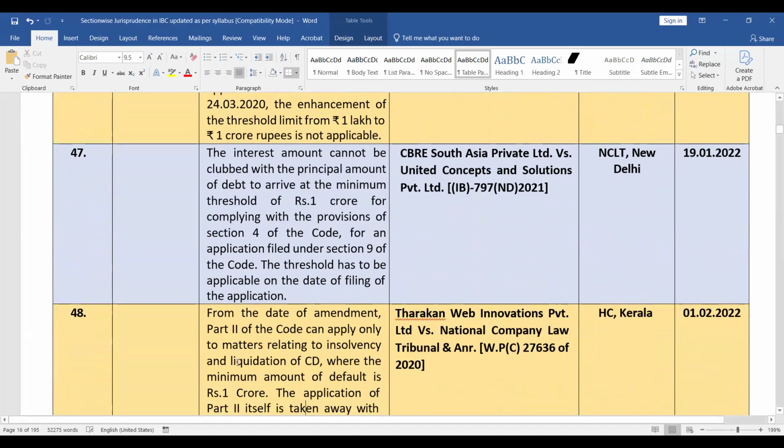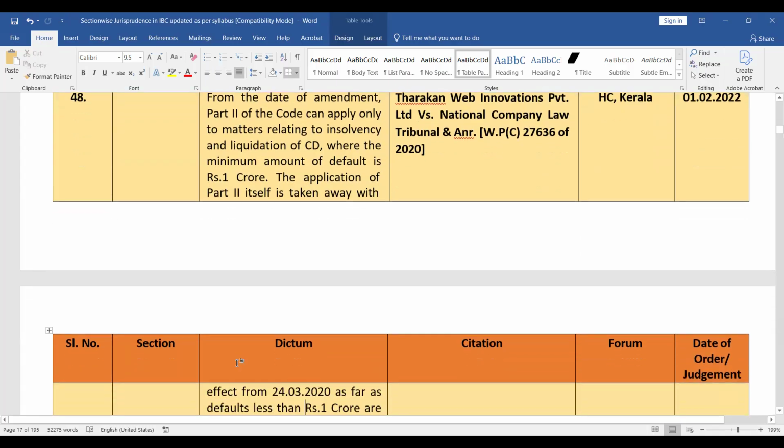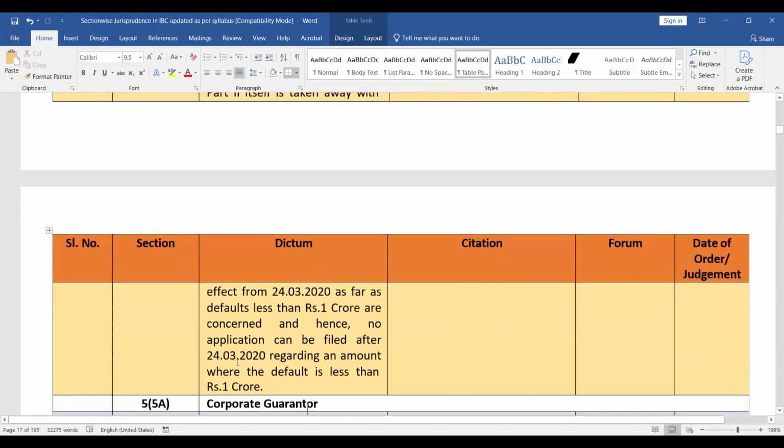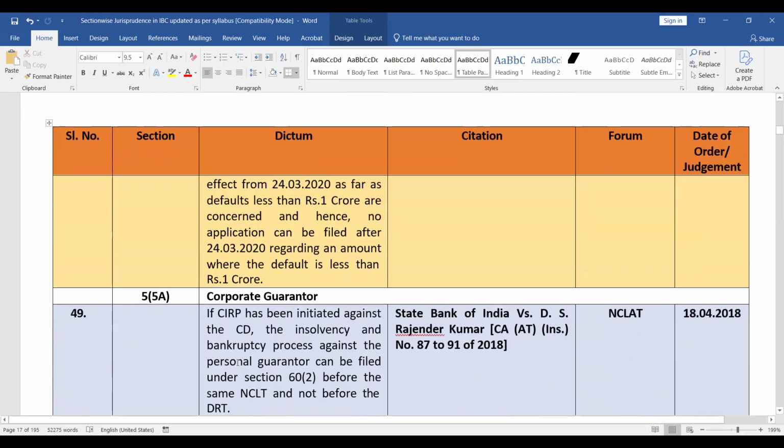Next case, in Thakran Web Innovations: from the date of amendment, Part 2 of the Code can apply only to matters relating to insolvency and liquidation of CD where the minimum amount of default is 1 crore. The application of Part 2 itself is taken away with effect from 24th March as far as defaults of less than 1 crore are concerned. And as no application can be filed after 24th March regarding an amount where the default is less than 1 crore. Okay.